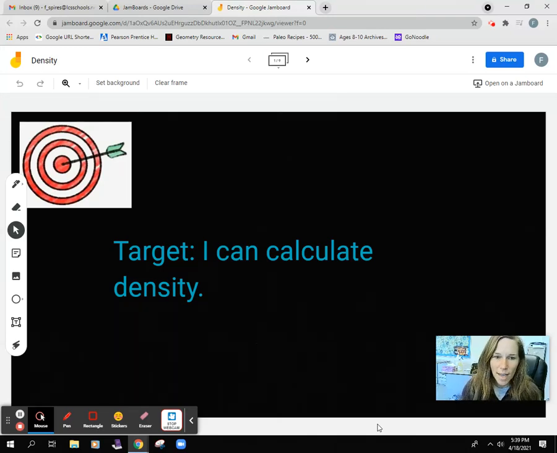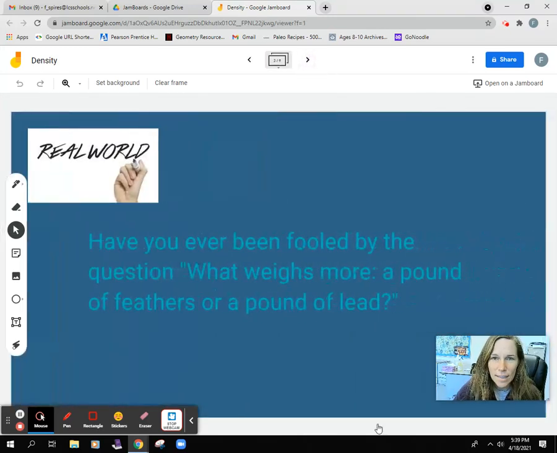So today's target is I can calculate density. Have you ever been asked what weighs more, a pound of feathers or a pound of lead? I think you may be fooled if you say, oh, lead for sure, right? The answer is a pound of feathers and 1 pound of lead weigh the exact same. But we often confuse density.